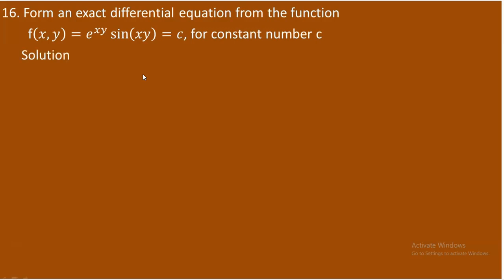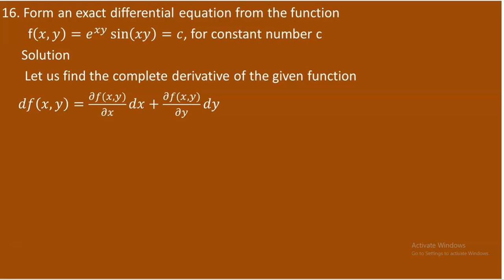But before that, you need to know about the complete derivative of a function. The complete derivative of a function of two variables is the partial derivative of the function with respect to x times dx plus the partial derivative of f with respect to y times dy. Here our f has variables x and y, so we need to perform the partial derivative with respect to x, and again with respect to y. That's why I told you that your f must have continuous partial derivatives within a given region.